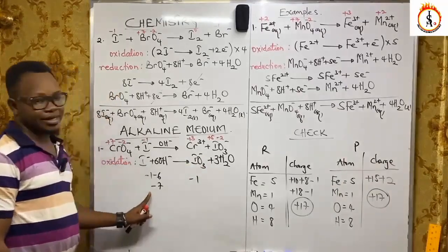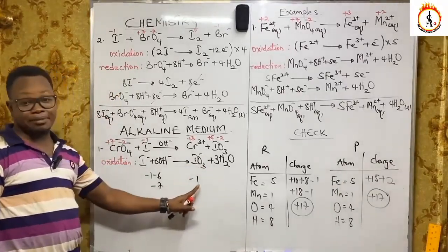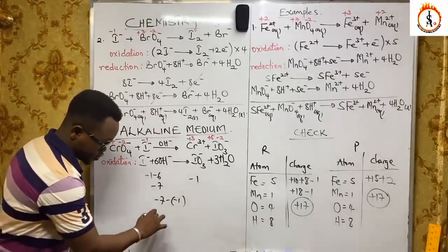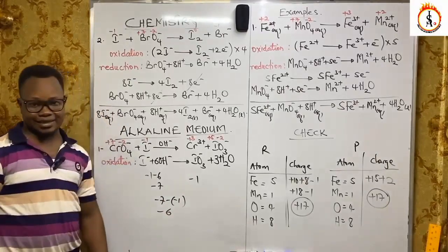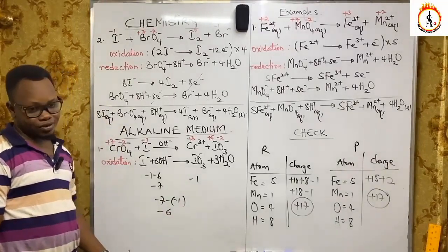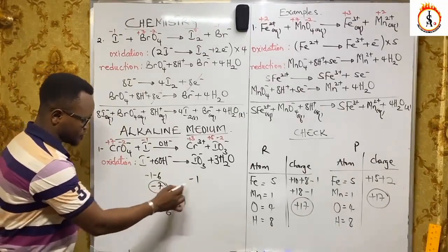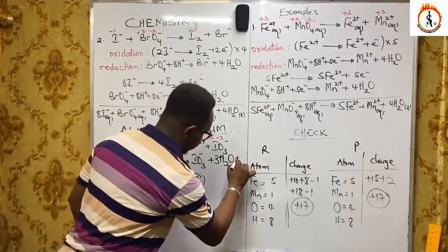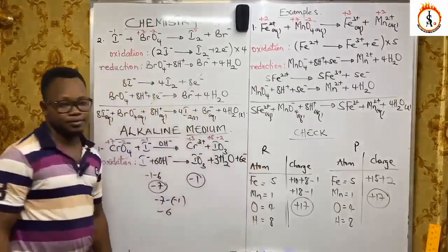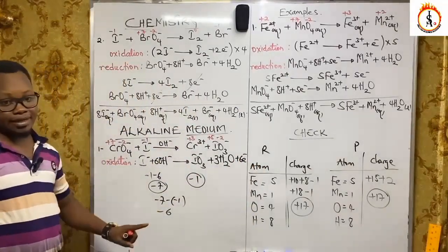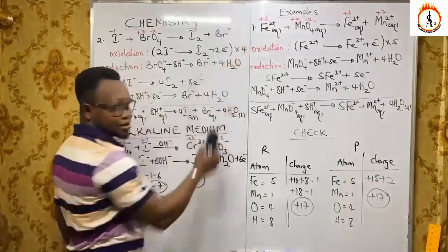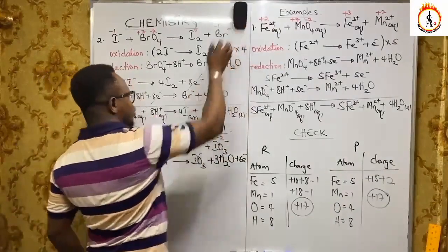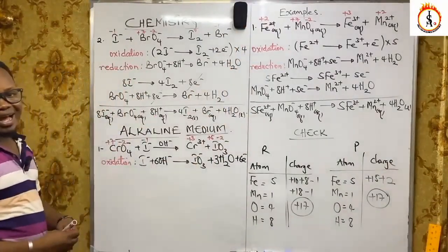So the difference between -7 and -1, that is minus 7 minus into minus 1. So that will give us what? Minus 6. So meaning we are going to add 6 electrons to the side of the highest charge. This here is minus 7, here is minus 1. Minus 1 is greater than minus 7. So we're going to add 6 electrons to this side. By adding 6 electrons here, the equation is now a balanced equation. So next we look at the reduction half equation.